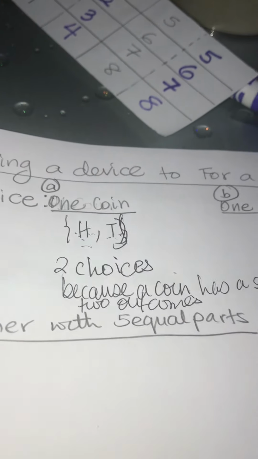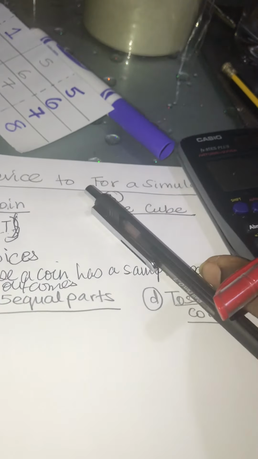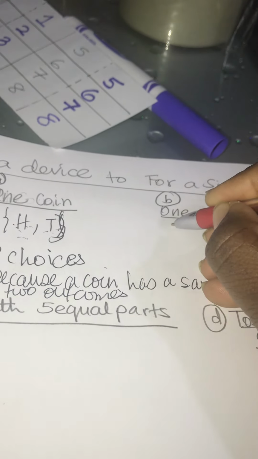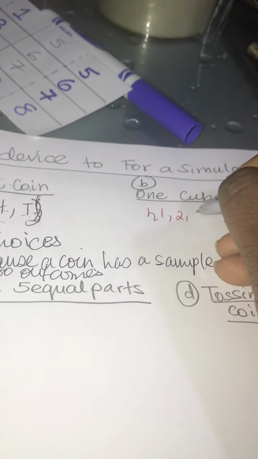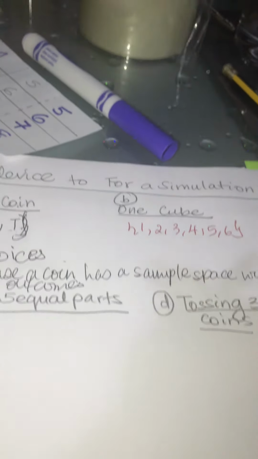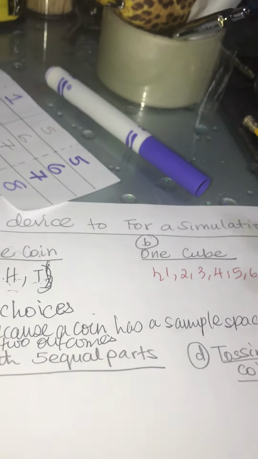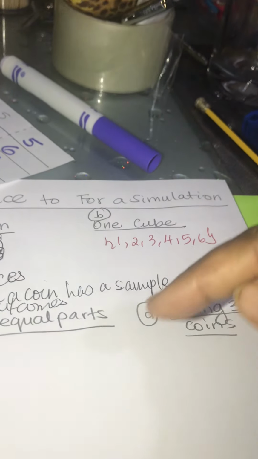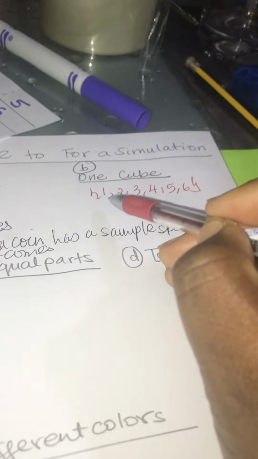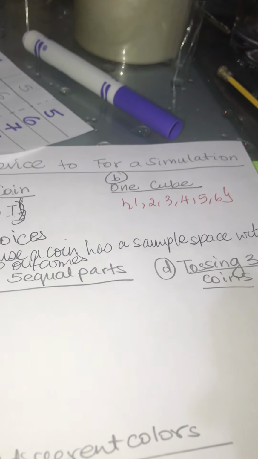Alright. Here, what is the sample space for a cube? The sample space for a cube is 1, 2, 3, 4, 5, 6. Now, if your activity has six parts or 6 tasks, if your activity requires you to do 6 things, then you will use a cube, because a cube has a sample space of 6 outcomes.